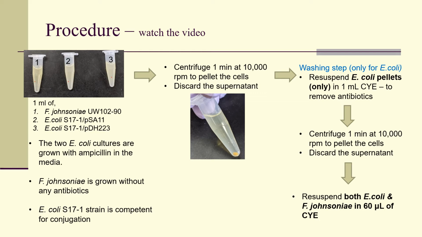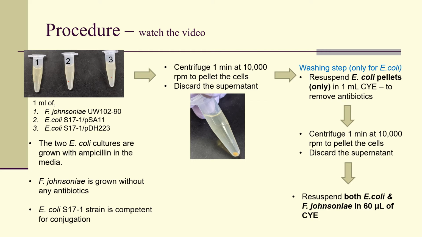We will spin this 1 milliliter of culture at 10,000 rpm for 1 minute to pellet the cells. Then we will discard the supernatant and keep the pellet. The washing step is only for E. coli. We do this step to remove any residual antibiotics. Because the Flavobacterium johnsoniae mutant does not have ampicillin resistance, any residual ampicillin in the E. coli will kill the Flavobacterium when we mix these together.